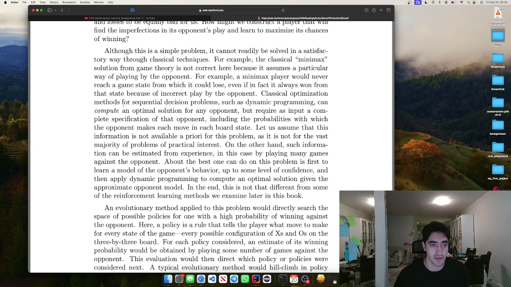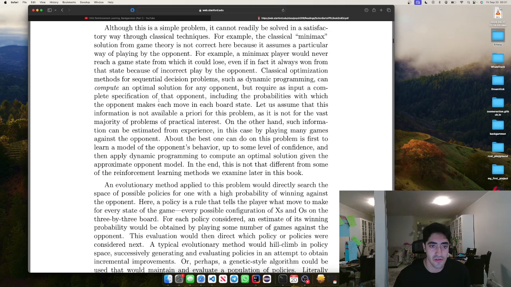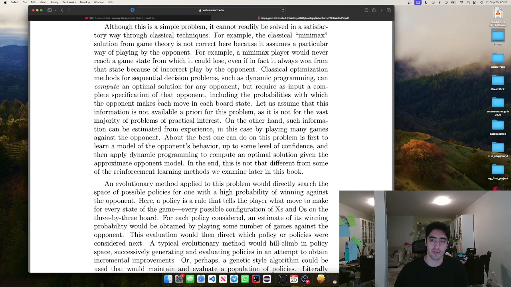Classical optimization methods for sequential decision problems such as dynamic programming can compute an optimal solution for any opponent, but require as input a complete specification of that opponent, including the probabilities with which the opponent makes each move in each board state. Let us assume that this information is not available a priori for this problem, as it is not for the vast majority of problems of practical interest. On the other hand, such information can be estimated from experience.